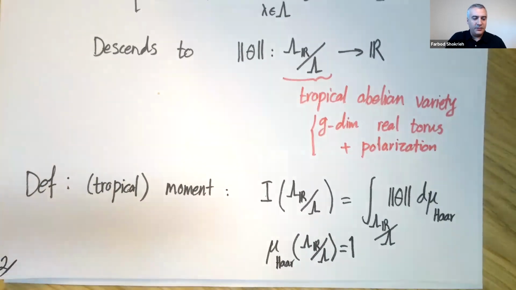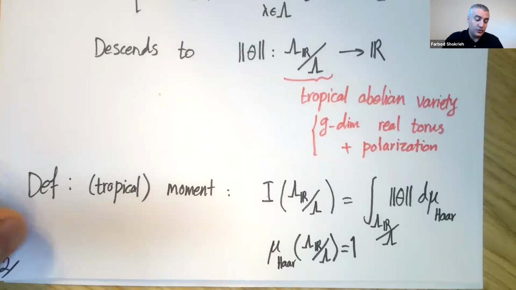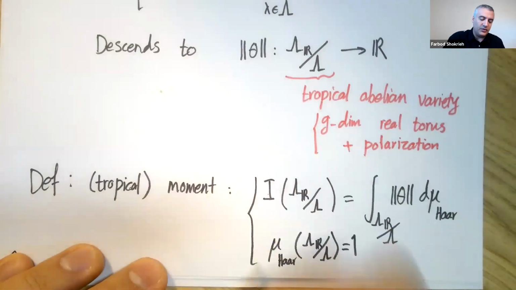So I've talked about, in my title, I had heights and moments of abelian varieties. I've talked about heights vaguely, moments. Okay, in the case of the tropical moment, I've given a very concrete definition, and I'll talk about the Archimedean version soon. Any questions up to here?